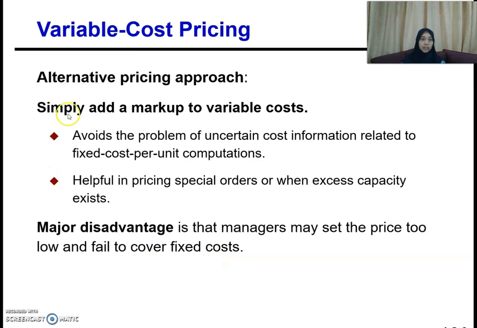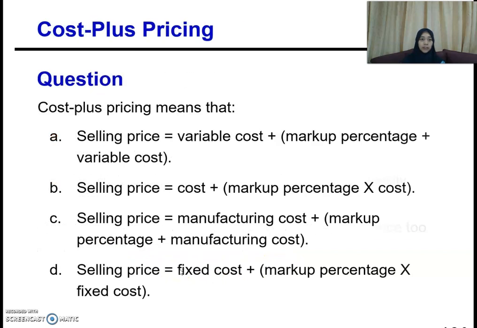Okay, this one is just, you simply add a markup to your variable cost. You have a certain amount of variable cost. Let's say your variable cost is 80, then you just add a certain amount of markup, whatever percentage that you want. But this one, yes, it is easy to use, helpful in pricing special order when you have the excess capacity. But the major disadvantage is that maybe you fail to cover your fixed cost.